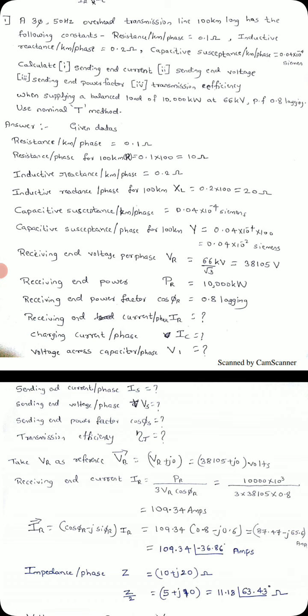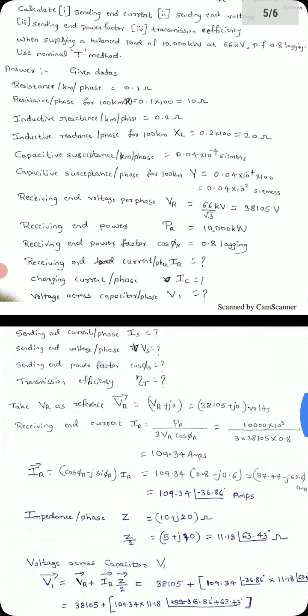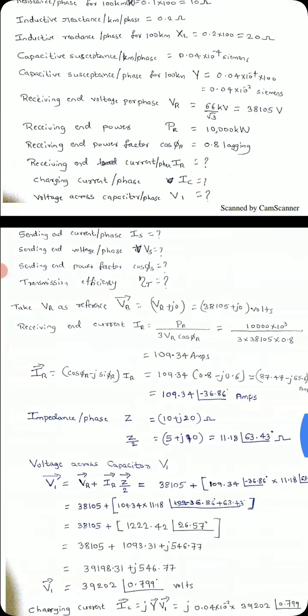Receiving end power is given as 10,000 kilowatt. Okay, and the receiving end power factor is given, that is 0.8 lagging. We need to find out what is IS. Before finding IS, we should know what is IR, IC and V1. So VR is taken as the reference, we need to write it as VR plus j0. We have calculated 38,000. So we need to calculate IR using the PR. The 3-phase power is given, that is PR equals 3 VR cos phi R. We are going to get the IR.